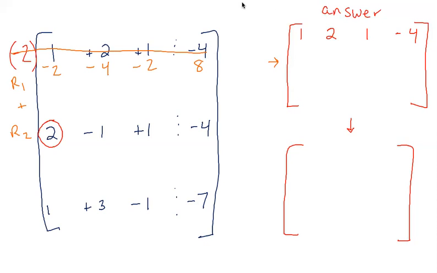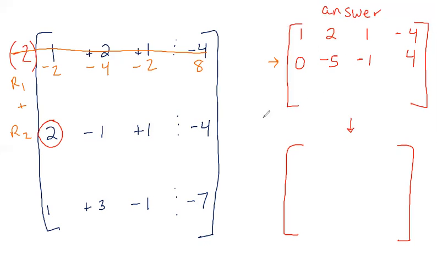Okay, so here we go. -2 plus 2 is 0, which is what we want. We want this x to 0 out in row 2. -4 plus -1 is -5. -2 plus 1 is -1. And 8 plus -4 is 4. So right now, row 1 is perfect. It has x, y, z, answer. Row 2 is great. It has no x, and has y, z, and answer.